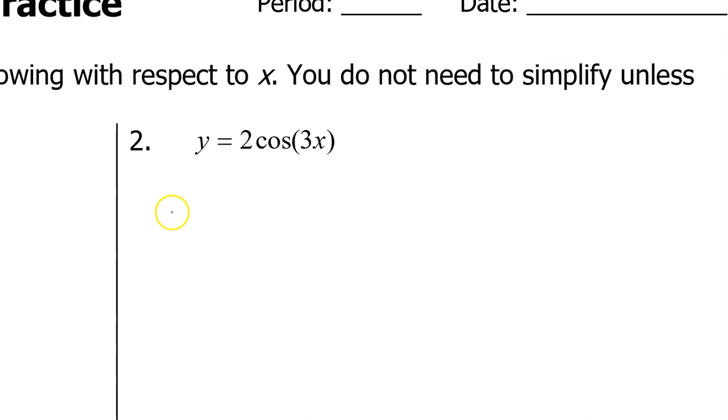For number 2, we will use the chain rule. The 2 just sits there. The derivative of cosine is negative sine. So I'm going to go ahead and put sine 3x, and I will put the negative that I mentioned out in the front. But because we have this function inside of a function, we must then multiply by the derivative of the inner function. The derivative of 3x is 3.